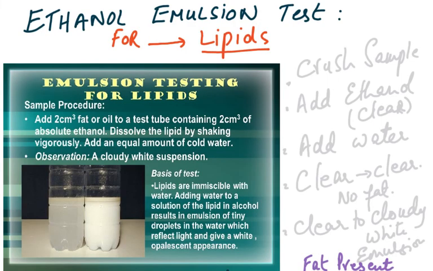Now coming to the third test, this is called the ethanol emulsion test for lipids. In this test, you've got to remember that fats or lipids dissolve in ethanol. Look at the word I've used, dissolve in ethanol. So you take the food sample, you crush it, and you add ethanol. And then when you add ethanol, if any fat is present, it will give you a clear solution. Why? Because any fat present will dissolve in the ethanol, just like I say, sugar dissolves in water.